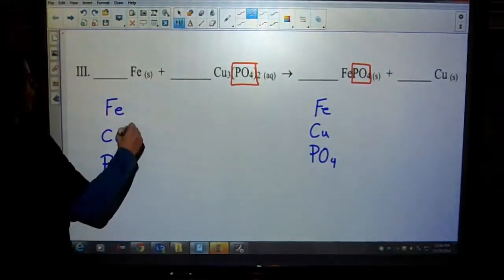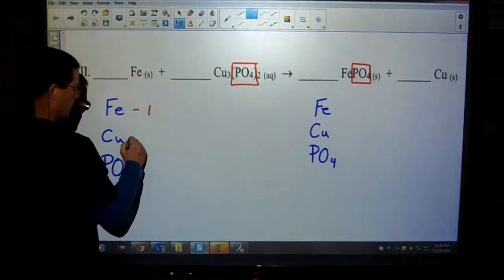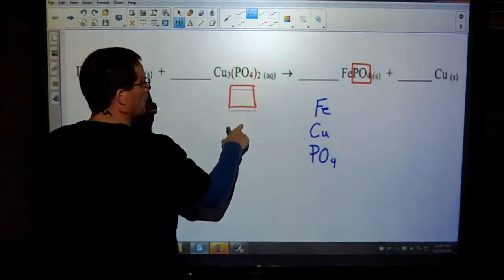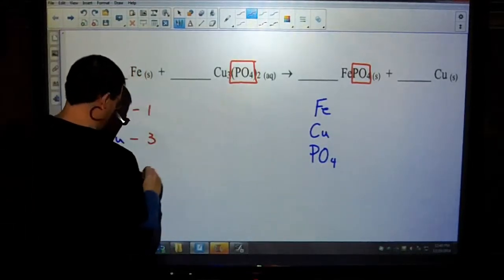Okay, in this case here, how many irons do I have? 1. How many copper? 3. How many phosphate on this side? 2. So I put a 2 there.